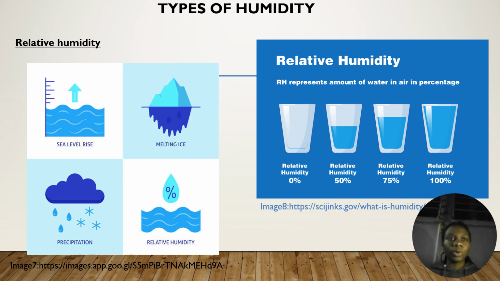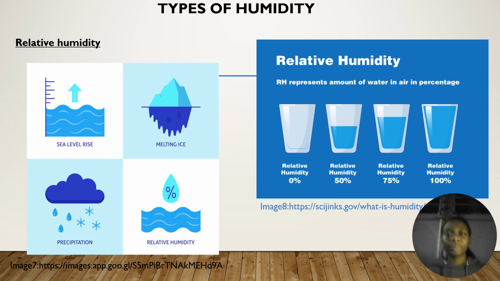Firstly, we are going to see the relative humidity. On relative humidity, we have sea level, how it lies, how melting of ice is working, the precipitation, and the relative humidity percentage. Here we have the graph which shows us relative humidity in percentage. We have four graphs which are going to help us compare relative humidity.